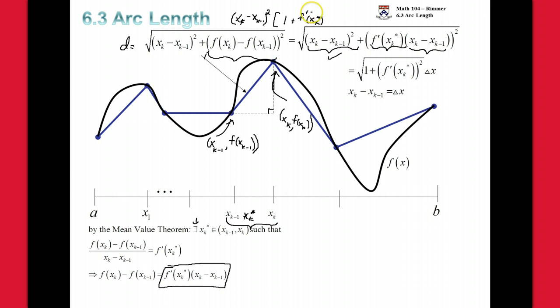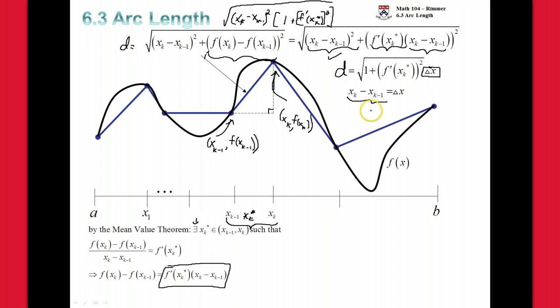Just that f prime is squared, sorry. And then this is all underneath the square root, and so we have a perfect square here. Underneath the square root, it can come out, and that's why this is not underneath the square root. It's called delta x, the difference between them. So this is our distance for that one single piece. A different way of writing it.